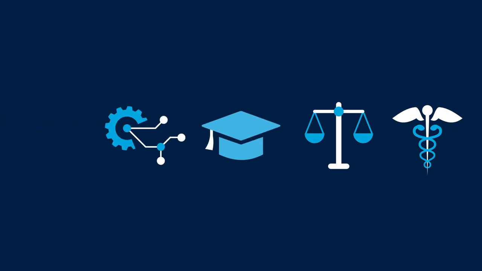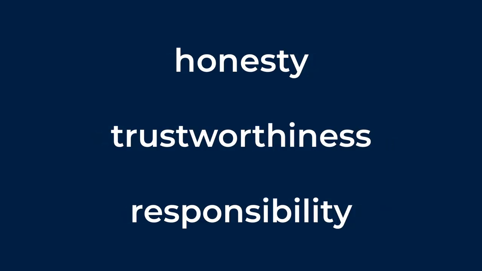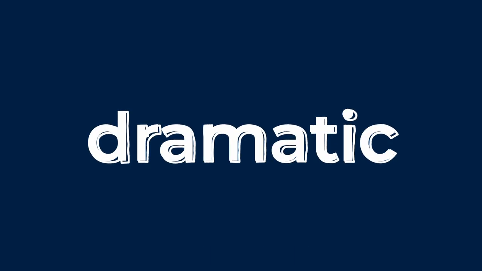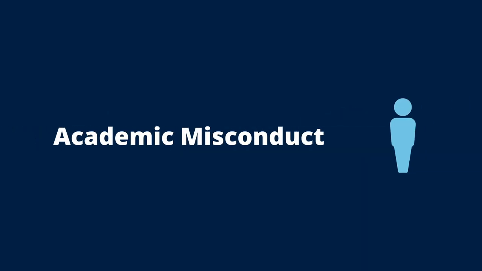Beyond UBC, the principles of integrity are important for virtually every career, such as medicine, law, education, engineering, journalism, and so on. In fact, qualities like honesty, trustworthiness, and responsibility, which are all aspects of academic integrity, are some of the most sought-after attributes that employers look for. And not to be dramatic, but having an allegation of academic misconduct can follow you after you leave university, so it isn't worth the risk.